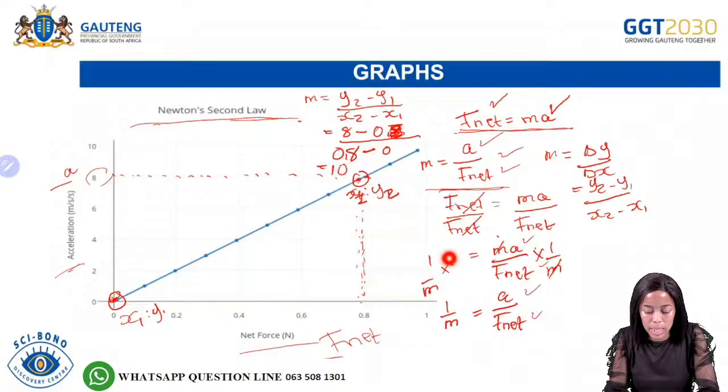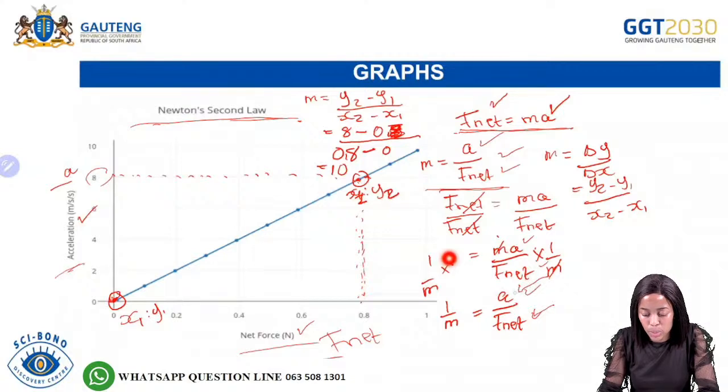So from there, what have you just calculated? Remember we said that if you divide the y-axis, so in this case our y-axis is acceleration, with your x-axis, which is F net in this case, it means that you are calculating the gradient. So that is why when we manipulated the formula F net is equal to ma, we got the acceleration divided by the net force.